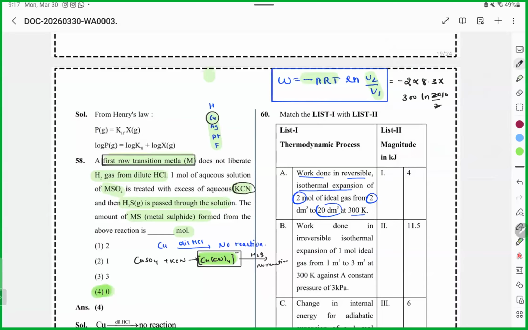Natural log 10 value is 2.3. So you will multiply 2 by 8.3 by 300 by 2.3. Because you are taking in kilojoule, so divide by 1000. So it is about 11.5. So 8 to the 16, 16 to the almost 50, 50 to the 100. Yeah, I guess it should be this. 11.5, close to that, sir. Yes.